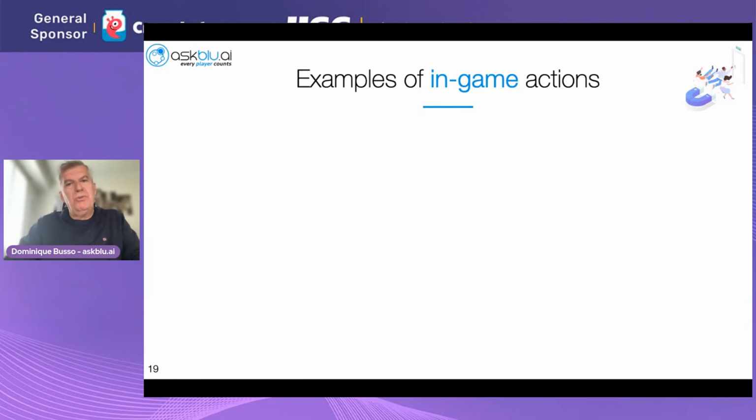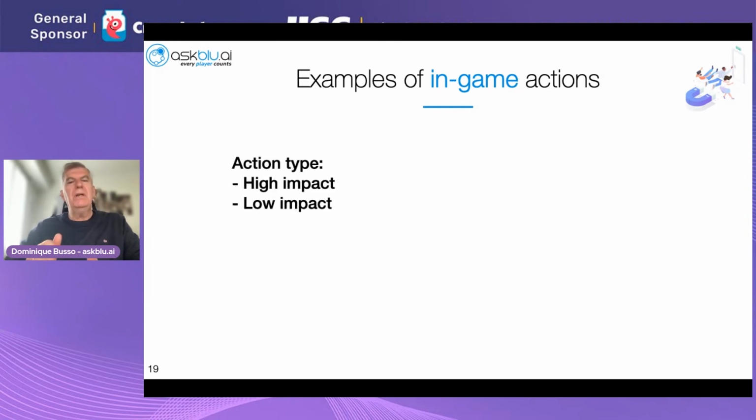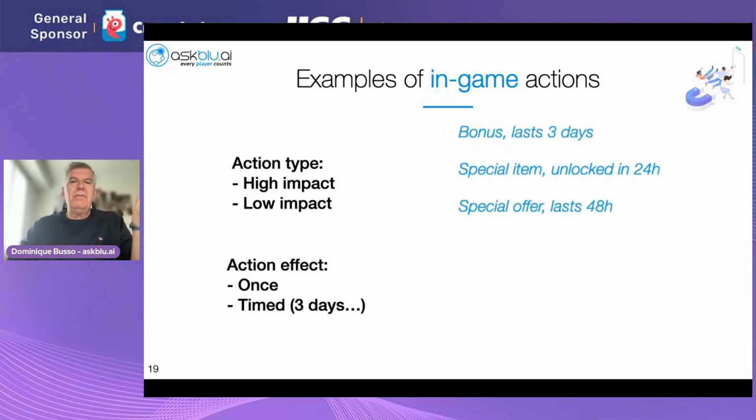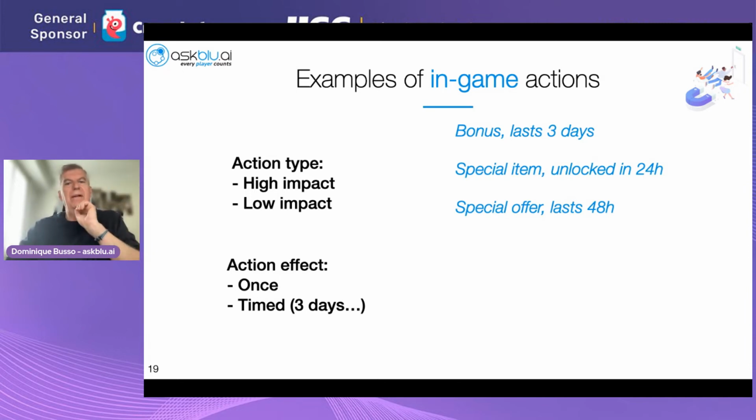So what types of actions can you take in game with churn prediction? The first question is the impact of your action. An action can have a high impact, for instance if you give hard money or you reduce the interstitial ads a lot, or it can have a low impact. Also, the action can be immediate or timed. Some examples of actions would be: give a bonus that will last a few days, unlock a special item that will be available in 2 days, in 1 day, or a special offer that will last a certain time.